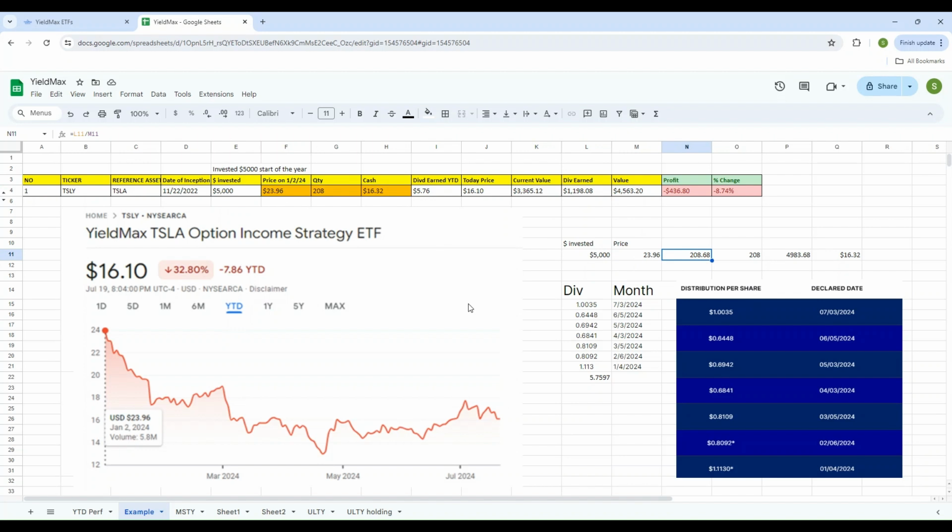But for simplicity, I am not going to deal with fractions, so let's say I just bought 208 shares of Tesla at $23.96. When I multiply 208 with the purchase price of $23.96, I paid $4,983.68. Since I invested $5,000, I have $16.32 in cash. So the share price was $23.96 for Tesla on the first trading day of the year, I can only buy 208 shares, and I'm left with $16.32 cash. You don't have to worry about that. Just try to understand, and I will upload that Excel spreadsheet. You can play around with it anytime you want.